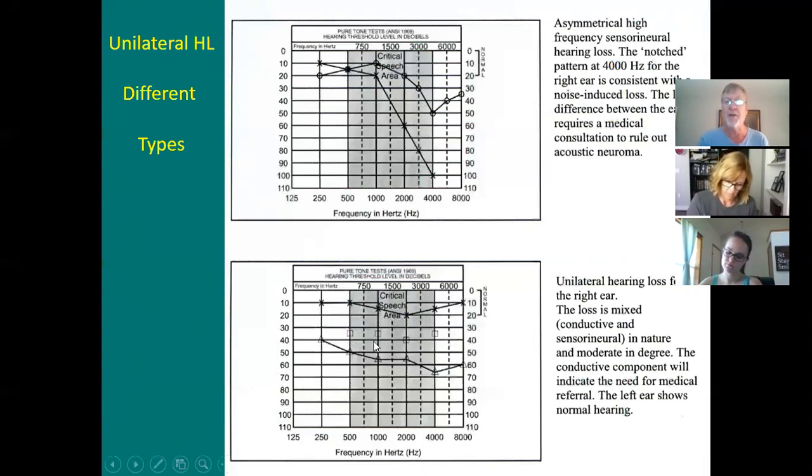Now, in this case, at the bottom, you can see that the hearing loss here, unilateral hearing loss for the right ear, the loss is mixed and moderate in degree. The conductive component here, can you see here's where the thresholds would have been. Here's where the masked thresholds are, and I don't think they're showing bone scores on here, but they should. Anyway, what they're trying to tell you is the loss is mixed. And so this loss is asymmetrical too and needs a referral to a physician, but for a different reason. It's probably middle ear pathology. But the upper one here is a sign of eighth nerve tumor, and that's a red flag.